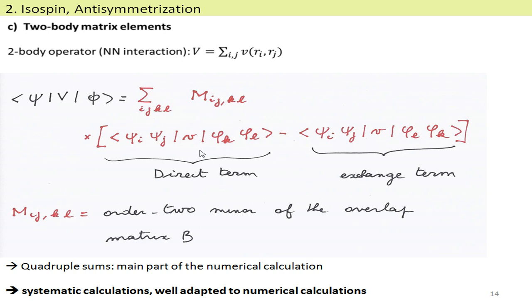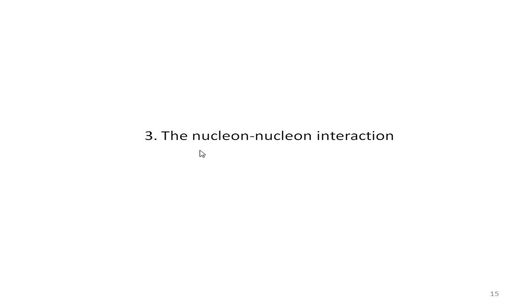So in practice, the calculation of these two-body matrix elements is the longest part by far. It takes 90% of your computer time. But the nice thing is that this is rather systematic. So if you define your Slater determinant, you can easily determine this matrix element. It may take time, but to write a code doing that is something which is not very difficult. Okay, so that's it for the isospin and the antisymmetrization.